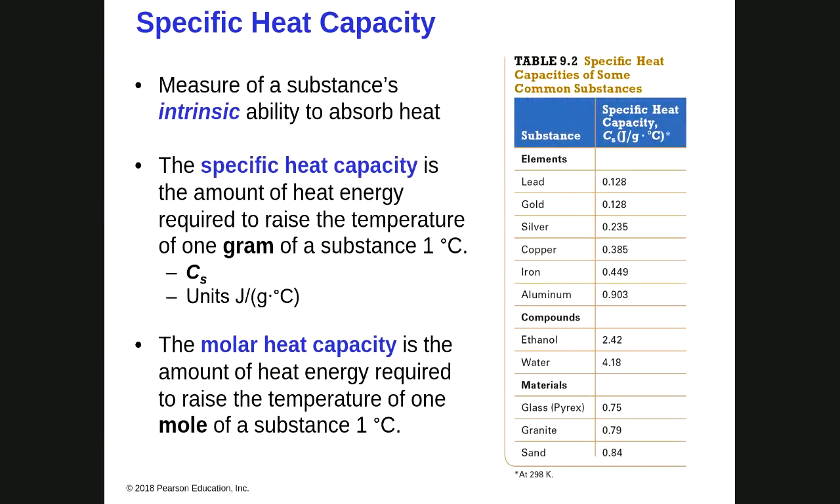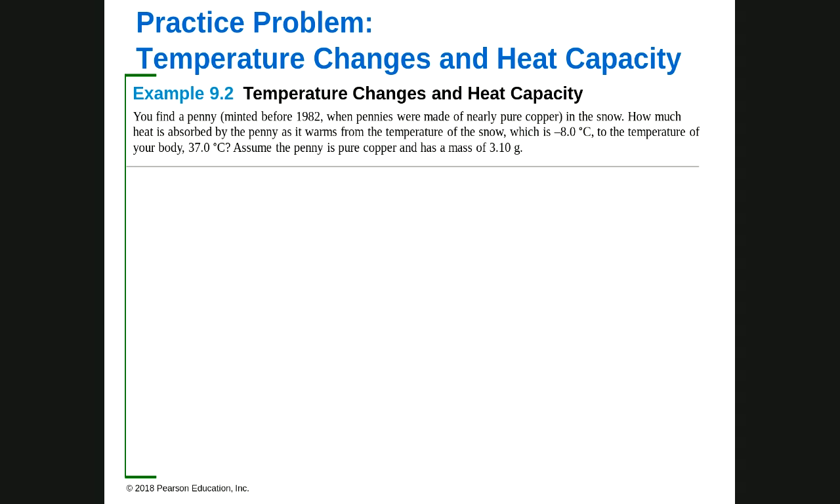The molar heat capacity is just the heat capacity divided by how many moles you have. That gives you a molar rate, and you can use that in stoichiometry when you're doing reactions.